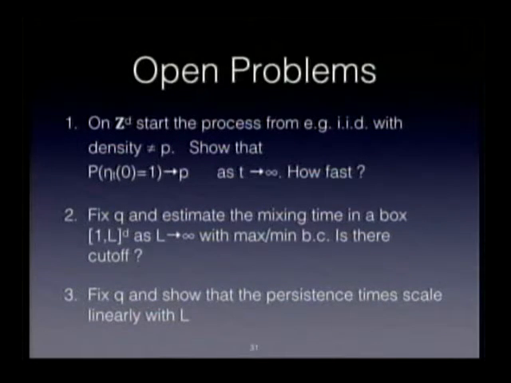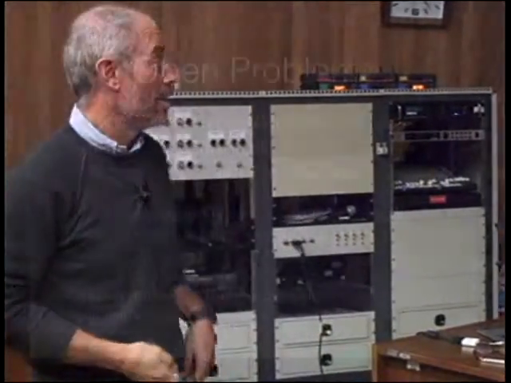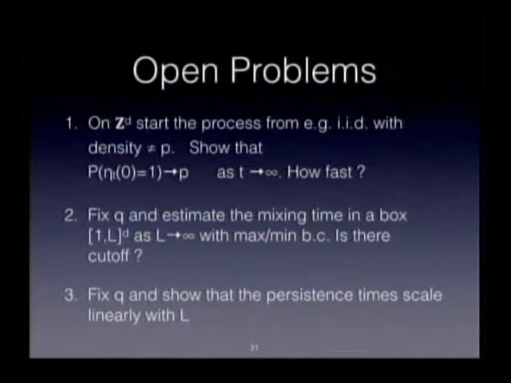Okay. And so fix q and show that if you compute the persistent time for very large L, namely you fix a zero very far away, an initial zero, and you compute its average survival time, okay? You expect that this time scales linearly with the distance, L, okay? So this is certainly related to this.